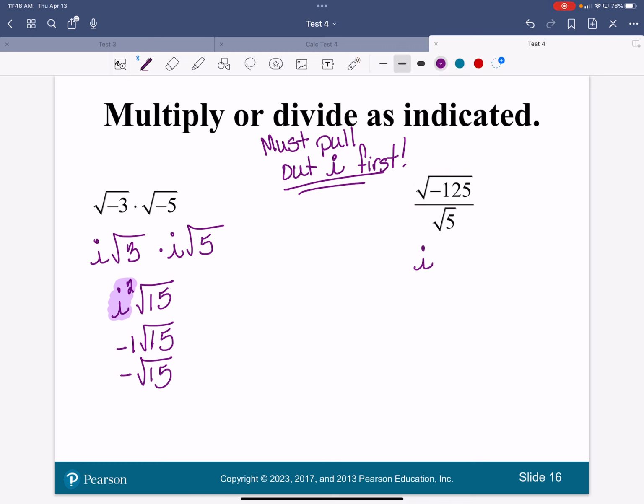So I'm going to have i square root of 125 over the square root of 5. Now that I have this i out, is it okay to divide these two? It is, because they're both inside the square root. If they're both inside or both outside, you can divide. Okay? So I've got i on the square root. I divide both of these and I get 25. And what's the square root of 25? Good. So my final answer there is 5i.